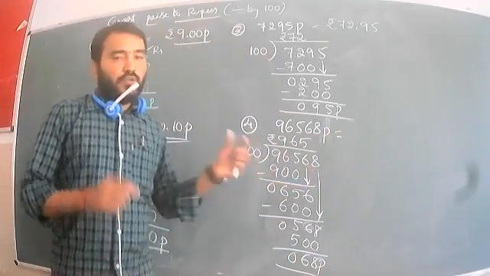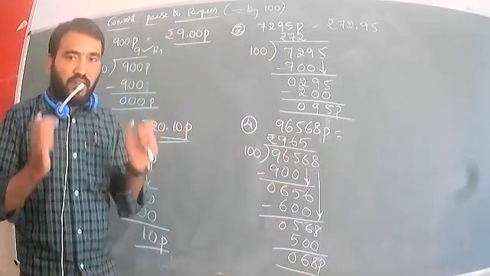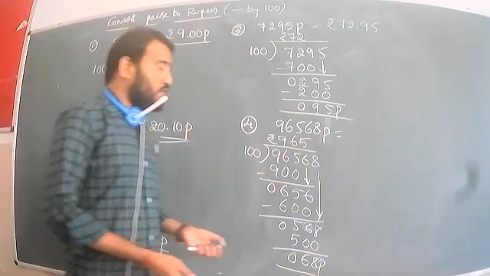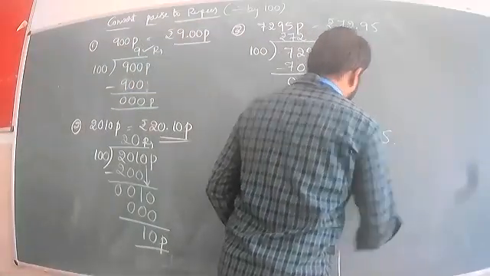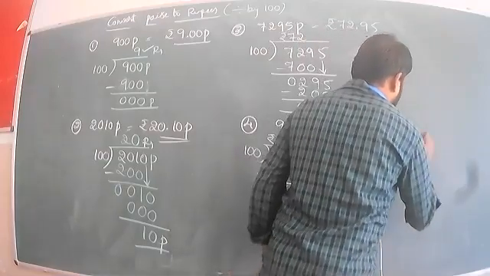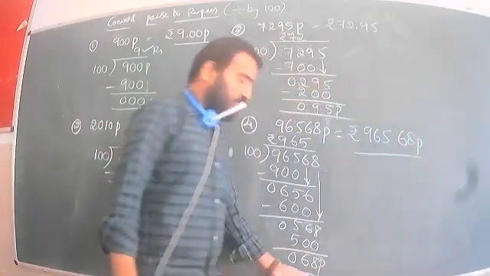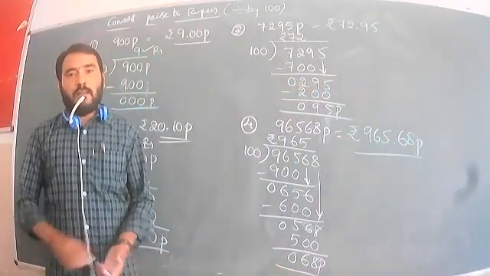In 96,568 paisa, totally 965 hundreds are there, so that is called rupees. Then .68 paisa. The remaining 68 will be the remainder, so that is called paisa.